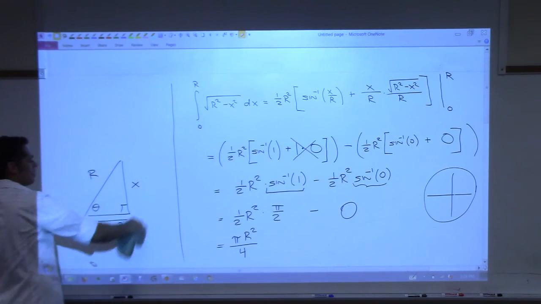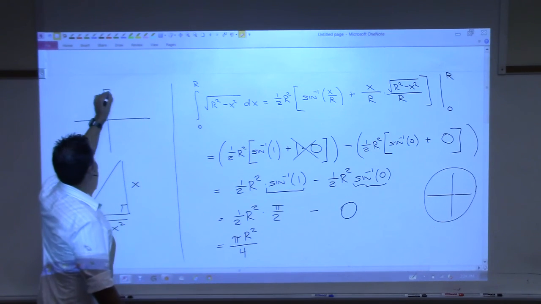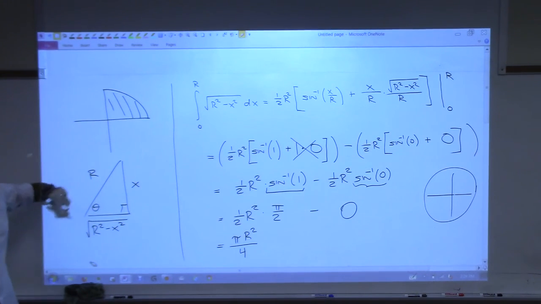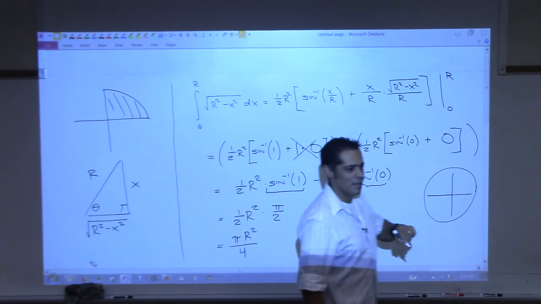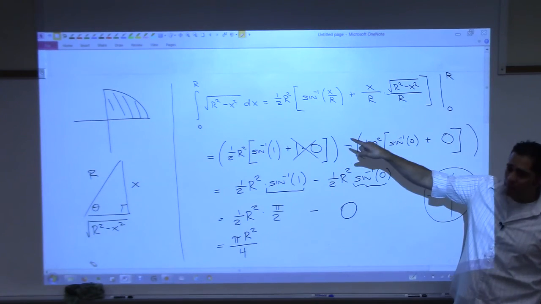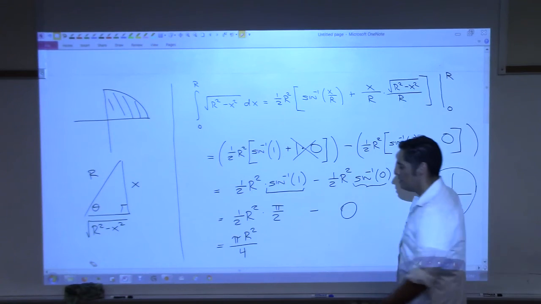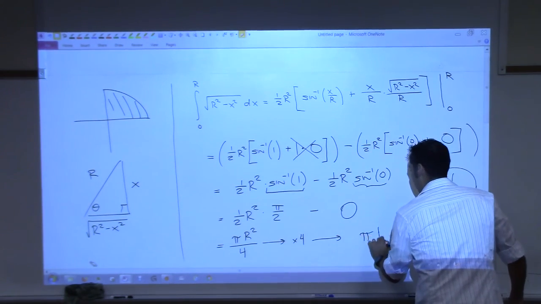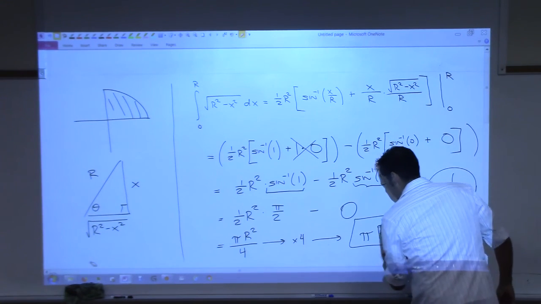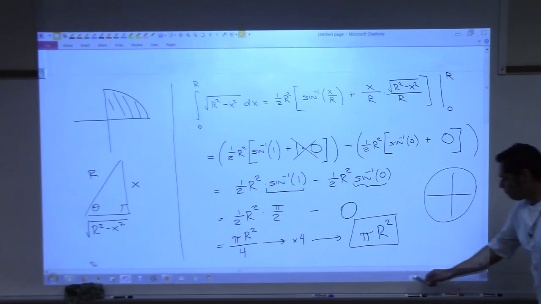Wait a minute, I thought the area of a circle was pi r squared. We only found that area times 4 is the area, right? So that is the area of that one piece. If we multiply it times 4, that should be the area of the whole circle. So this times 4 is going to give us pi capital R squared. There it is. That's how you prove that the area of a circle is pi r squared.